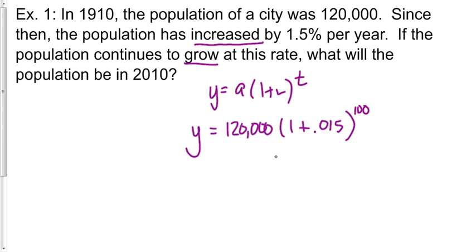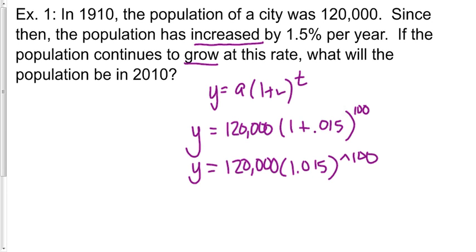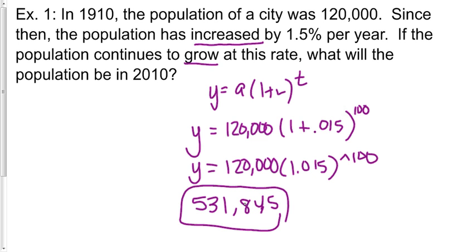Now, this you can type in on your calculator. If you want to, you can type in 120,000 times 1.015 if you add those two numbers together, and then hit the power of 100. You should end up with 531,845. So if the rate of growth continues to be 1.5% in 2010, this city will have a population of 531,845.